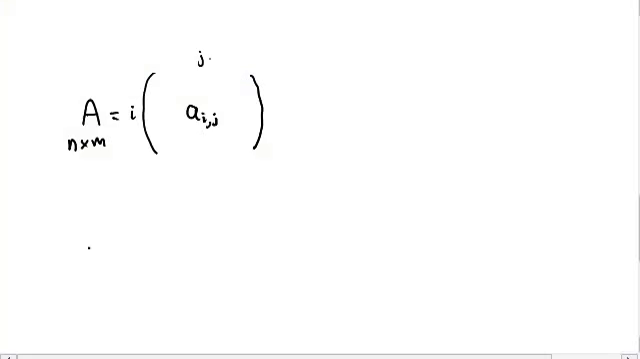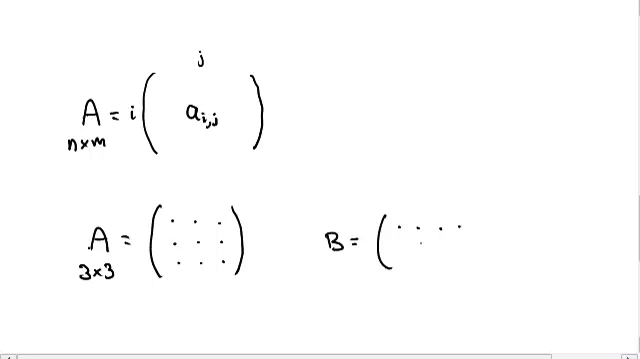In some cases, when we are lazy, we may just use dots to represent numbers in a matrix. So each dot represents a number, which means that this is a square 3 by 3 matrix, while B, being equal to dot dot dot dot like this, has 4 columns and 3 rows, so it's 3 by 4, and that is not a square matrix.